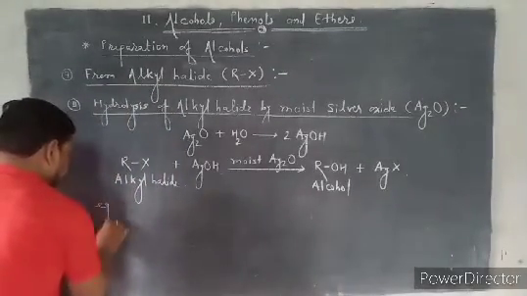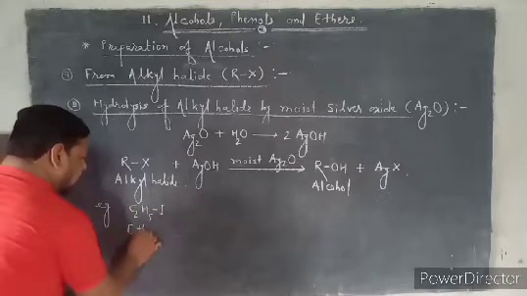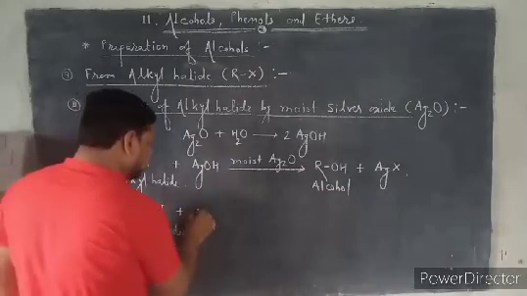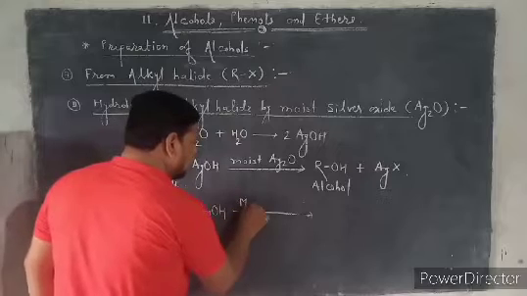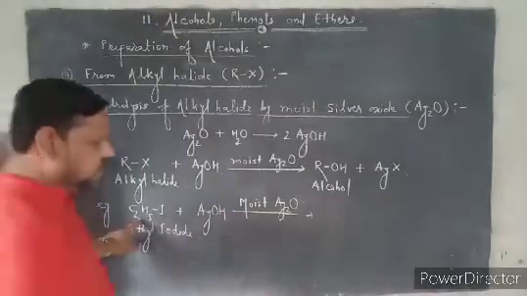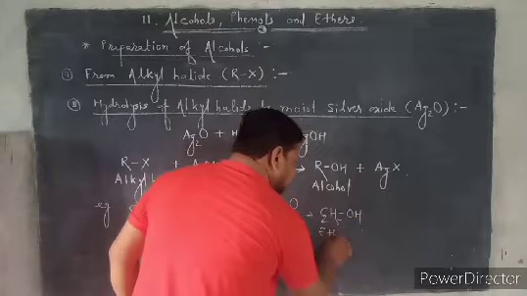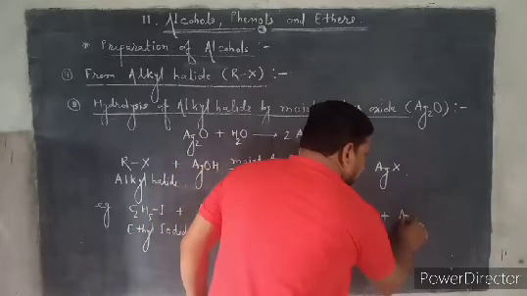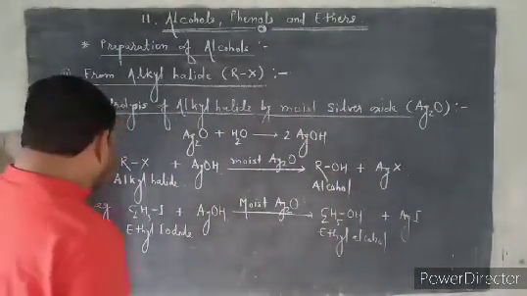For example, C2H5I, that is ethyl iodide, is heated with moist silver oxide, then it gives C2H5OH, that is ethyl alcohol, and silver iodide. Okay.